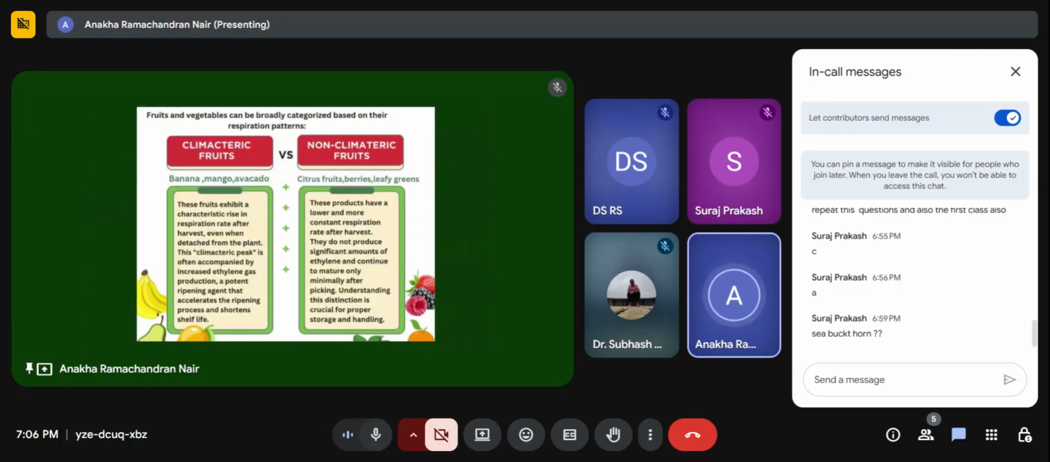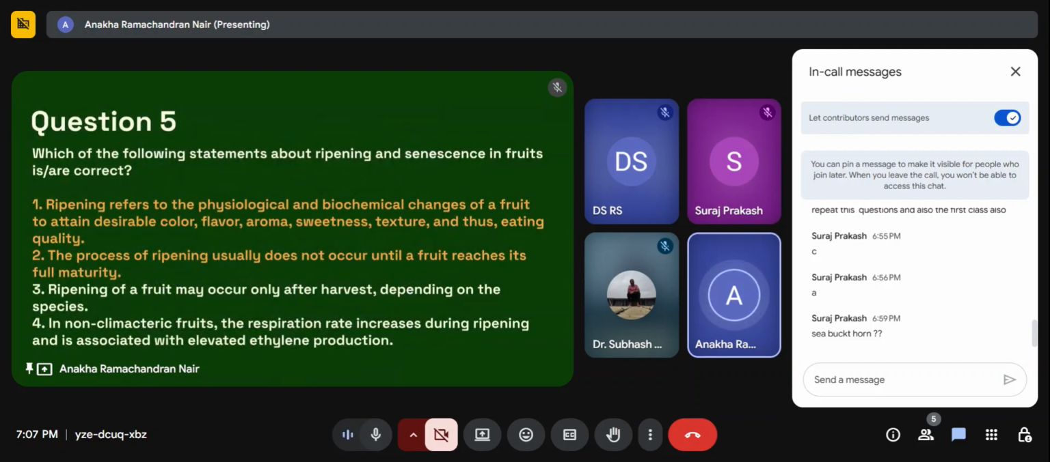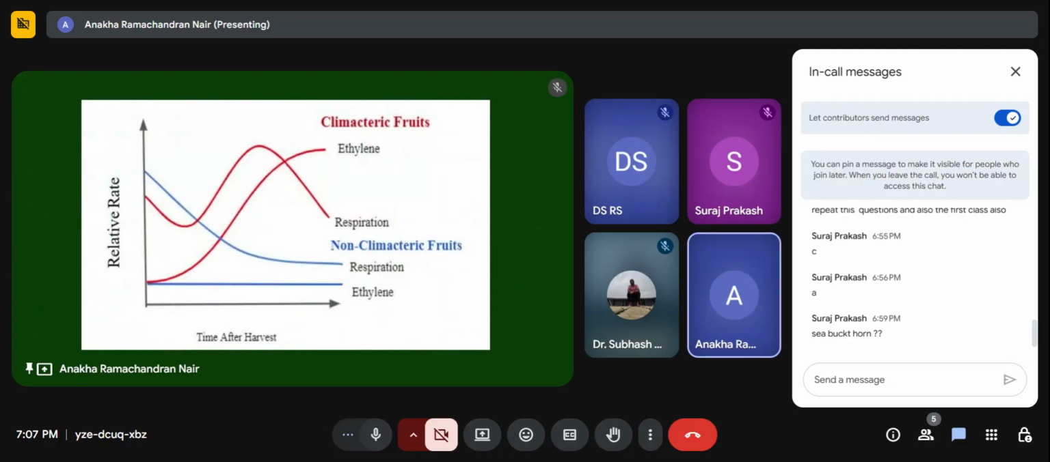Because of this, climatic fruits like banana, mango, avocado can ripen even after they are harvested and they tend to spoil faster, right? But fruits like citrus fruits, berries, etc., do not ripen after they are harvested. So you have to harvest them only when they have ripened, right? That is why option number 4, which stated that in non-climatic fruits like citrus fruits the respiratory rate increases during ripening and is associated with ethylene production, is not correct. This would have been correct if it said climatic fruits instead. All right. So is there any doubt in this question?